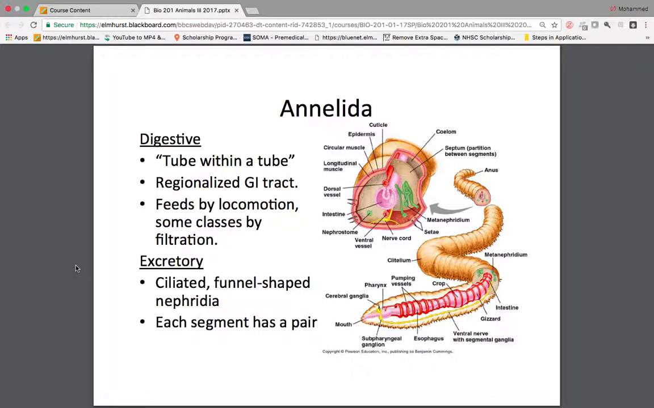In the circulatory system, they've got these anterior vessels that are enlarged and muscular and serve as hearts. There's a blood vessel that runs one along the dorsal side, one along the ventral side, and then connections that run around the gut for each segment. So each segment can be supplied by blood that is carrying both oxygen and food.